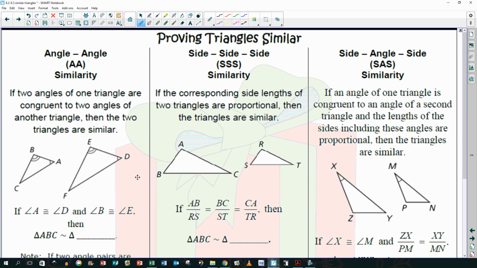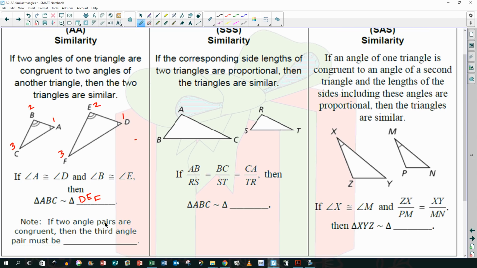So we have angle-angle similarity, which means if two angles are congruent to two angles, then the triangles are similar. They're not congruent, they are similar. So I'm going to go 1, 2, 3, 1, 2, 3. So triangle ABC is similar to DEF. Here we would say if two angle pairs are congruent, then the third angle pair must be congruent because they have to add up to 180.